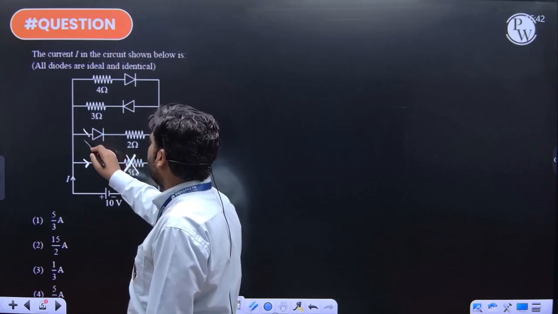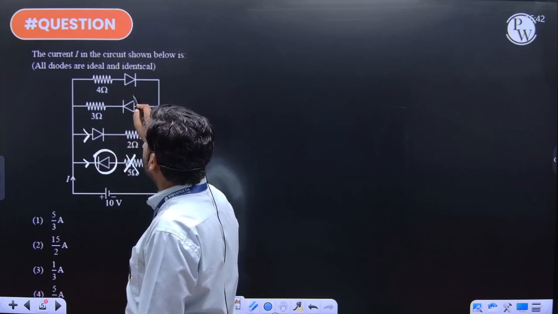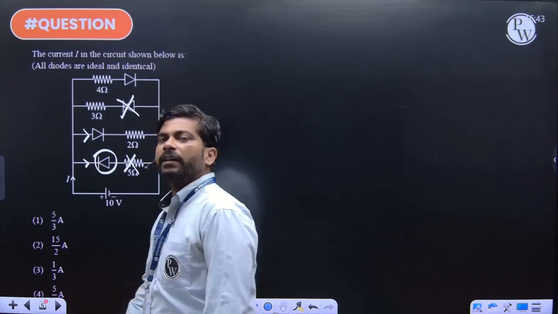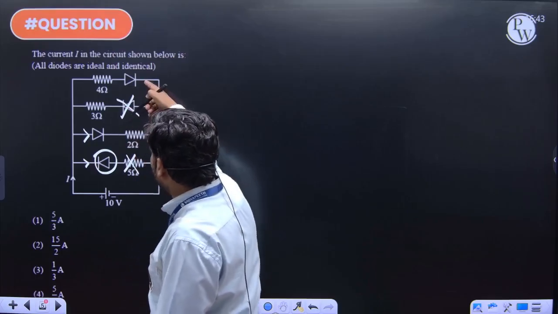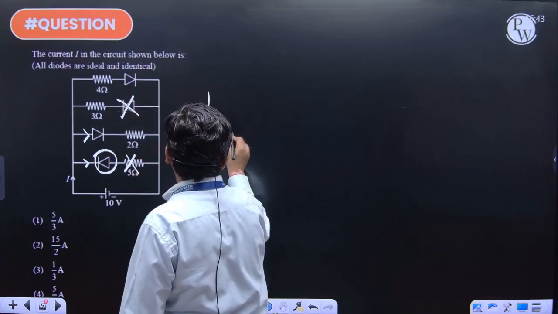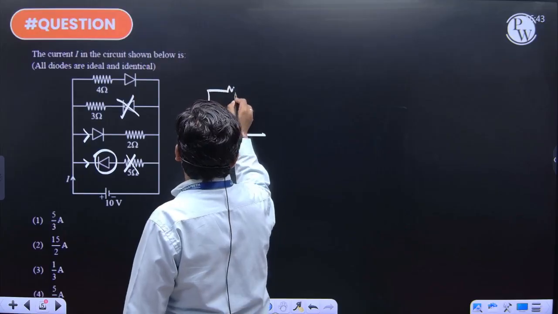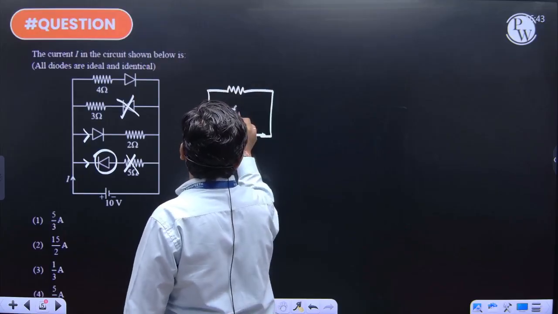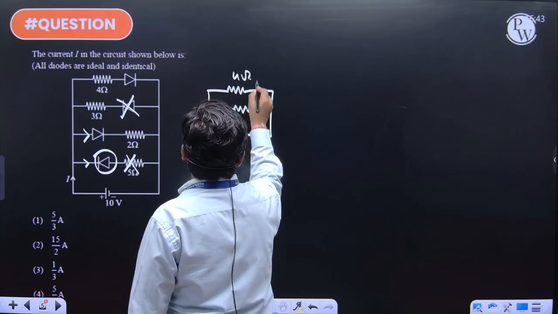This branch, yes, current will flow. This branch, will there be any current? No. Why? Because it is reverse bias. So only two resistances are there. One is 4 ohm, 2 ohm. So you can just replace it with a simple 4 ohm and simple 2 ohm resistance. This one is 4 ohm and this one is 2 ohm.